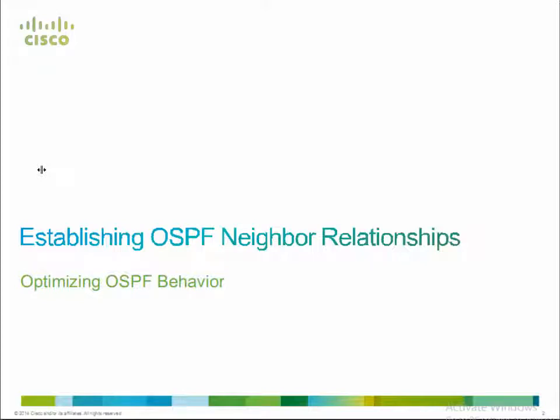The different OSPF message types. And then how do I establish OSPF neighbor relationships over point-to-point links? How do we establish OSPF neighbor relationships over an MPLS VPN? Not only layer 3 MPLS VPN, but a layer 2 MPLS VPN. And then we'll take a look at the different neighbor states: the down, the init, the two-way, the exstart, the exchange, the loading, the full.